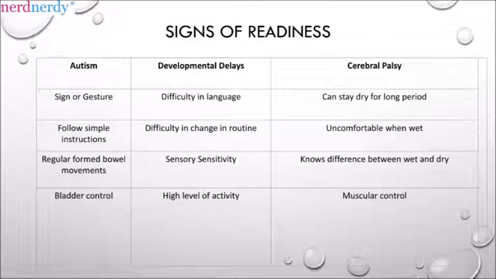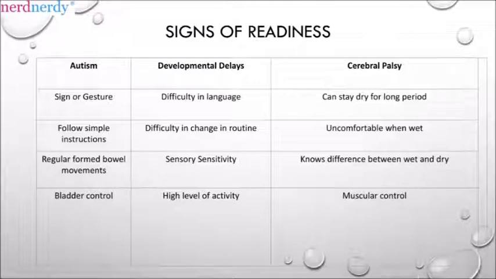For children with cerebral palsy, you must be able to answer these questions before you begin with toilet training to understand the readiness for the child. Can your child stay dry for at least a few hours at a time? Does your child get uncomfortable when his or her diaper is wet? Can your child discern the difference between being wet and dry? Does your child seem interested in using the potty?